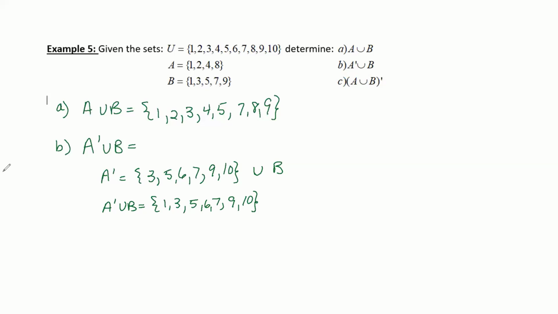And C asks for A union B complement. We found A union B up here. It was 1, 2, 3, 4, 5, 7, 8, 9. So we want the complement of that. So we don't want 1 or 2 or 3 or 4 or 5. We do want 6. We don't want 7, 8, or 9, but we do want 10.